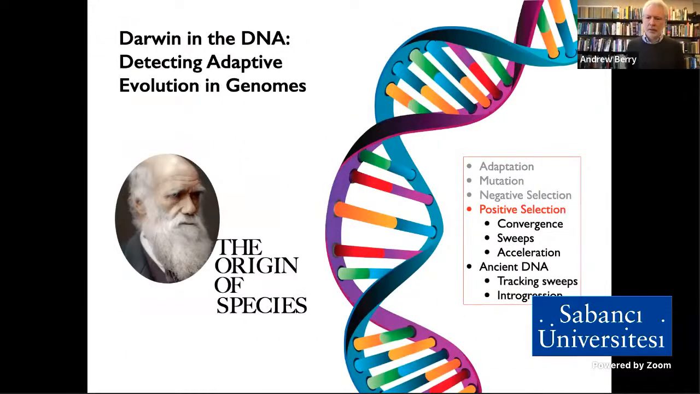So negative selection is powerful and important, but it's really boring, right? All it's doing is keeping things the same. Where does innovation come from? Where do new things come from in evolution? Where does adaptation arise? How does it arise?